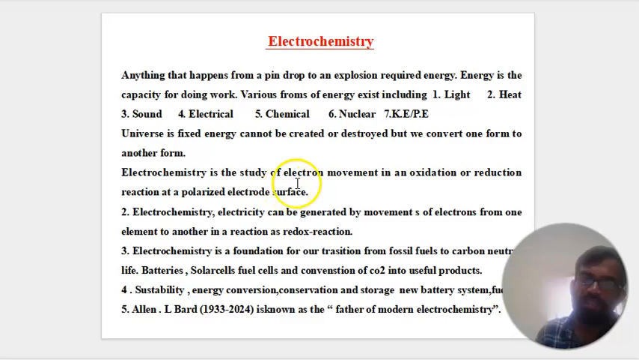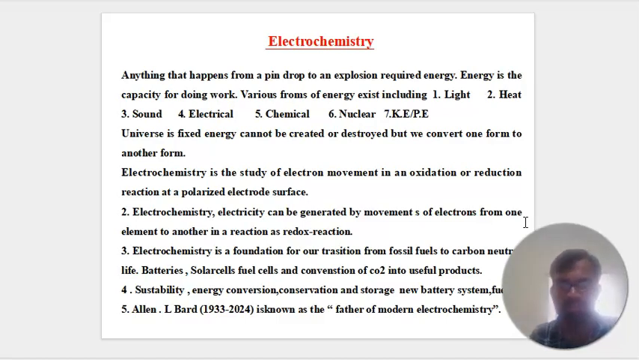So electrochemistry is the study of electron movement in an oxidation and reduction reaction at a polarized electrode surface. Electricity can be generated by the movement of electrons from one element to another in a reaction known as a redox reaction. So generally, what is a redox reaction? The oxidation and reduction happening simultaneously in a reaction is simply called a redox reaction.